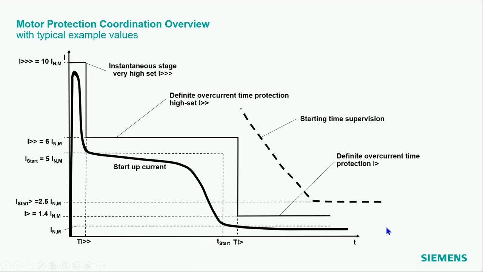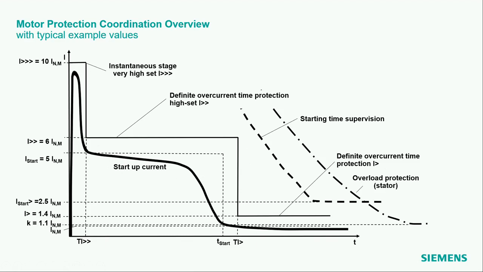Okay, in this picture, we also have some thermal functions. They are not exactly like that, because the tripping time normally depends on the load we have before. So how hot is the stator or rotor? But we put it inside here, so they normally have a longer tripping time for the rotor and for the stator.